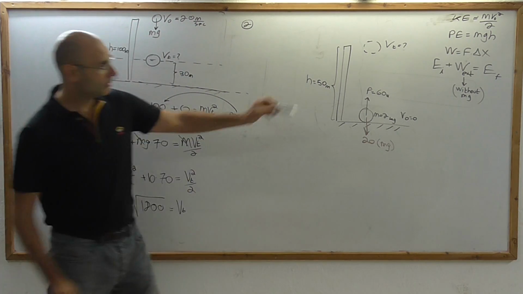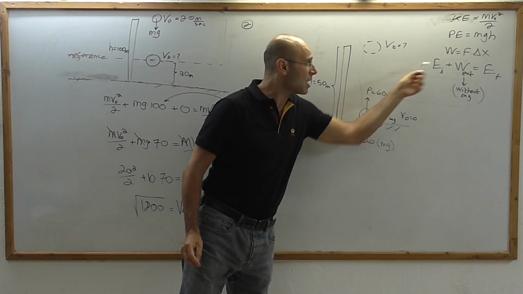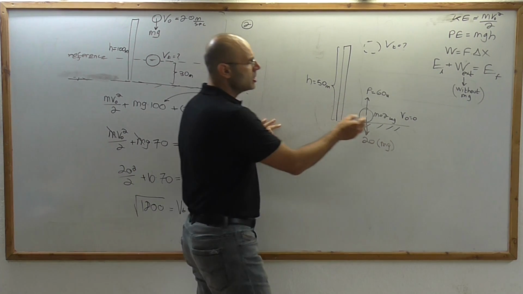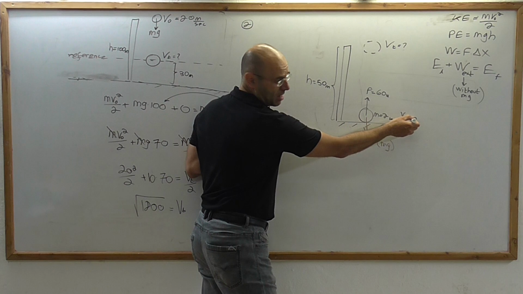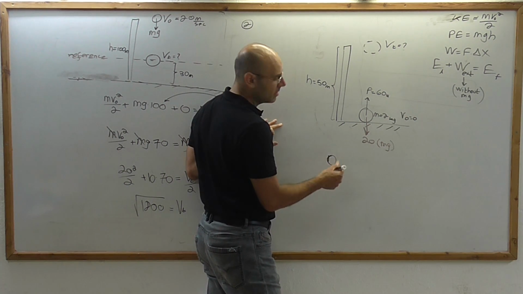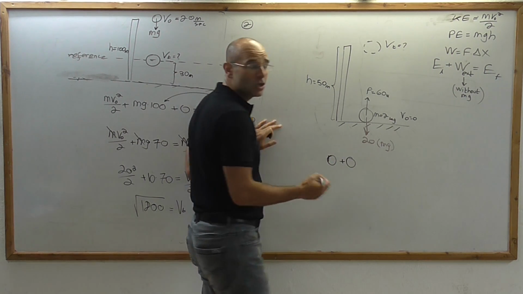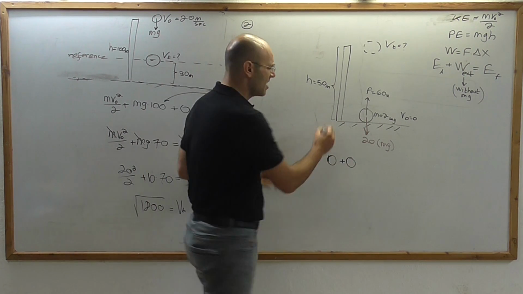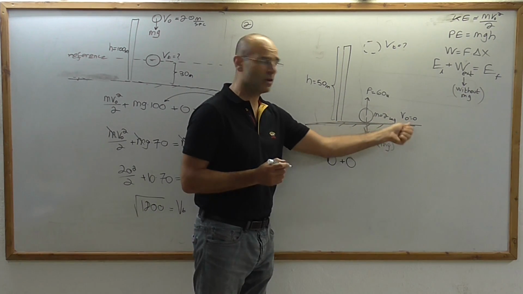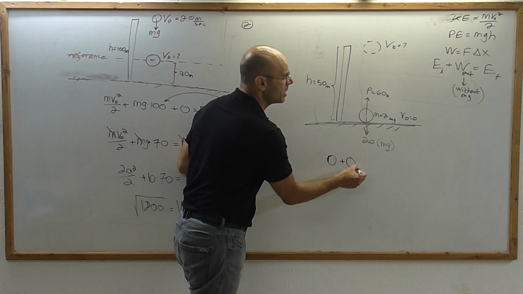Okay, let's talk again in this language: initial energy, final energy, and external work. The initial energy is nothing kinetic, 0 kinetic, plus 0 potential energy because it has no height. Let's say this is our reference point. So no velocity, no height, no initial energy.